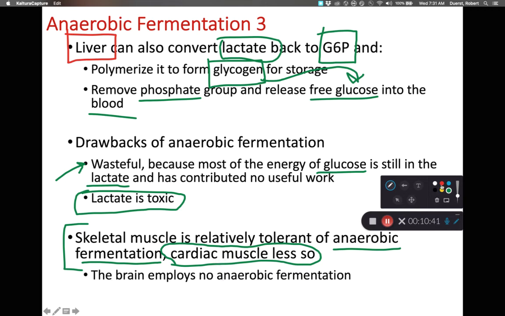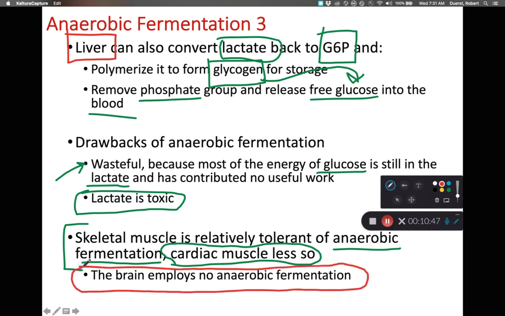Here's something else that's worth emphasizing. Our brain does not employ any anaerobic fermentation. Our brain gets preference when it comes to our oxygen supply. More than any other organ in the body, our brain needs a high supply of glucose and a high supply of oxygen because the brain uses up tons and tons of ATP. This is one of the reasons why if somebody is having circulation cut off to their head for just a few minutes, they can have brain damage.